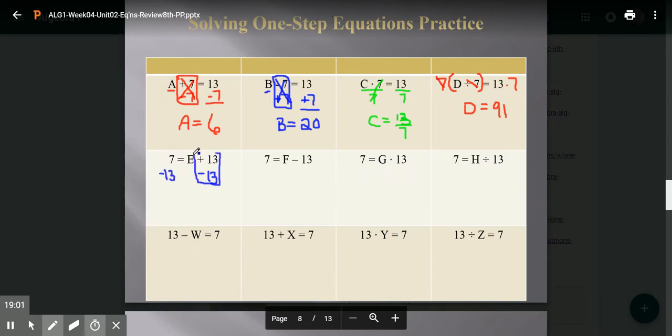And then 13 minus 13, that cancels to 0. So on this right side, we're just left with e equals, and then 7 minus 13 will be negative 6.